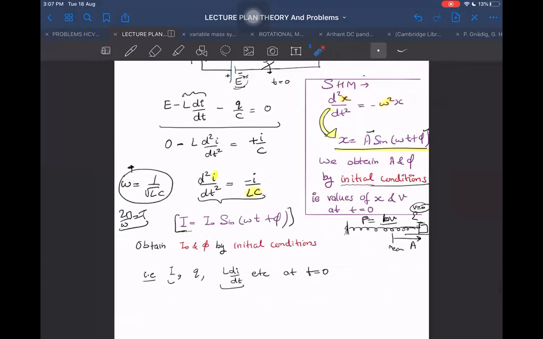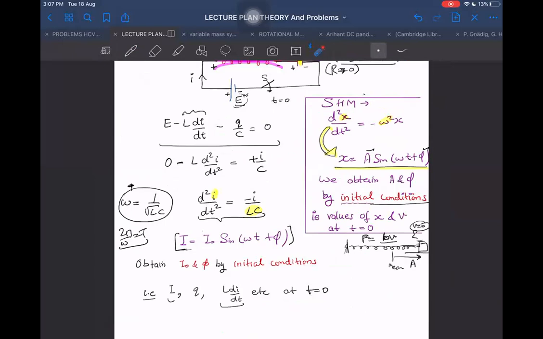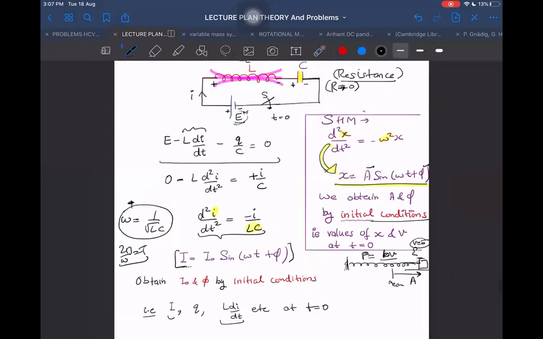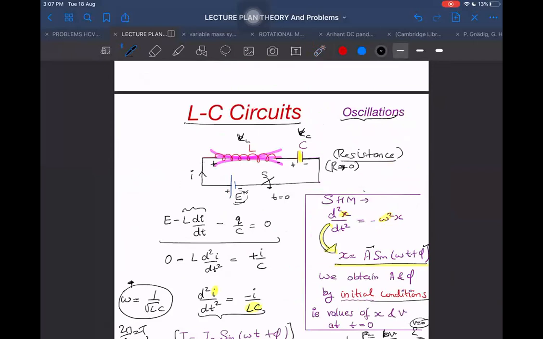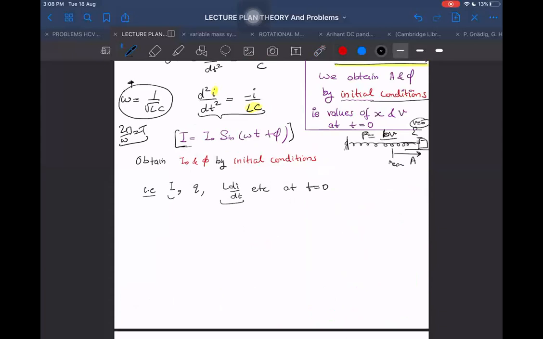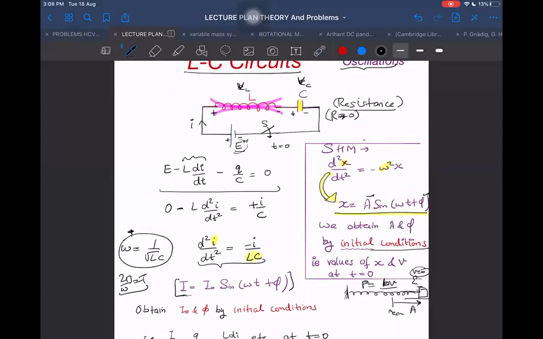We can understand that when there is no resistance, then total energy will be conserved. I told that also: when resistance will be 0, then total energy stored in the form of magnetic field and in the form of electric field will be conserved. I can say this thing will be constant, half L i square plus half q square by C. In this case, battery is there, battery can do some work. But in one cycle, the net work done by the battery will also be 0.